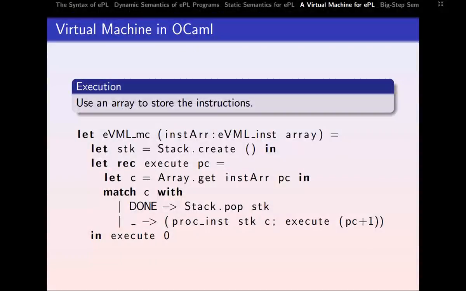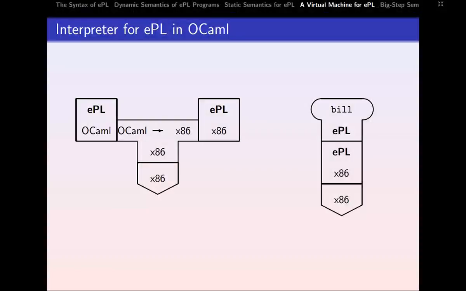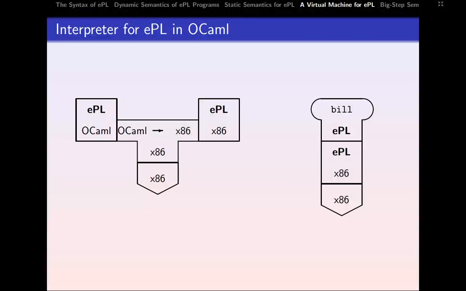So this proc inst will be a big switch that just performs the operation exactly as indicated in the transition relation. And I think that's going to be part of the lab. Let's very quickly skip the Java. I'm always trying to skip the Java, but I didn't comp very carefully this time. I'm going to try to remove all the references to Java. So an interpreter for EPL in OCaml would look like this.